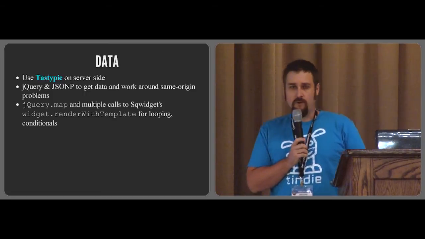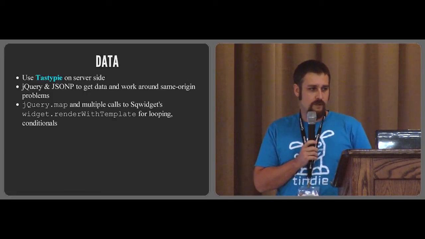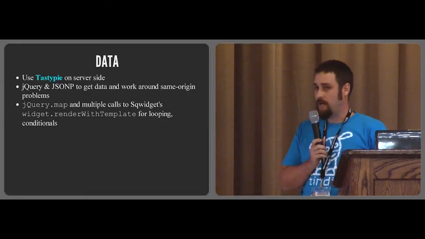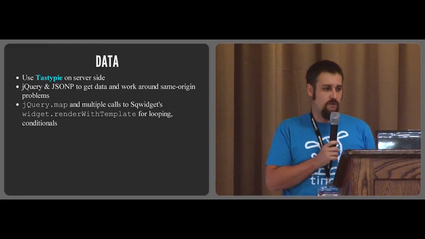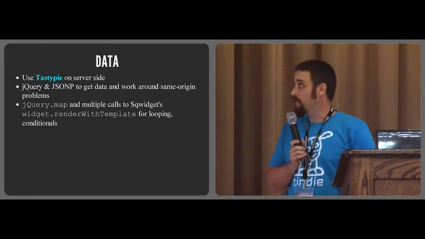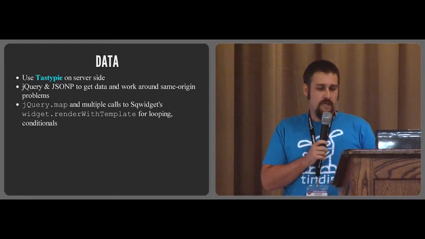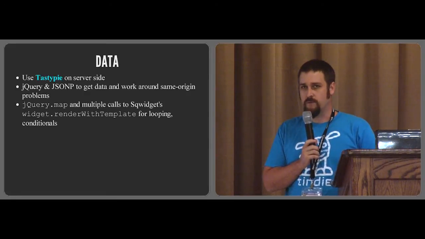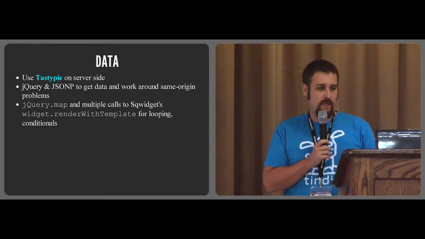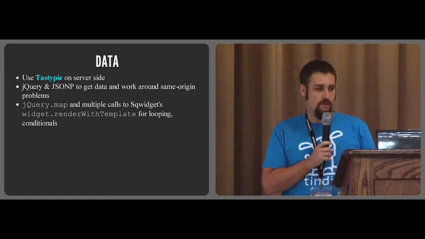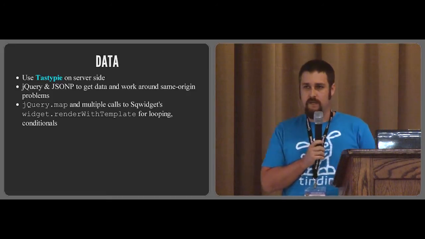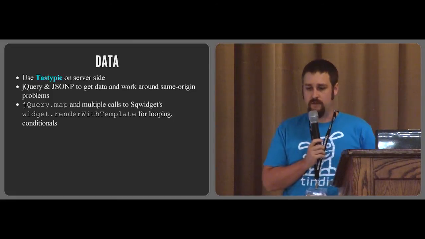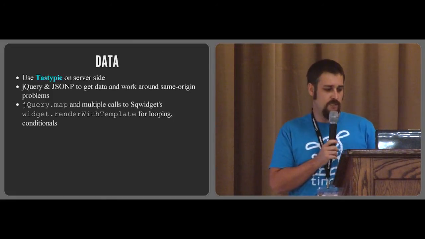So then you're going to want to get the data from your server to the widget. And in our case, we're using TastyPie, because that's the obvious choice on Django for APIs. And then we use jQuery and JSONP to get the data and work around same origin problems. And then because the template language that's part of Squidget doesn't have looping or conditionals, we can work around that by calling the render function multiple times, render with template, and just use jQuery map and regular JavaScript conditionals to do whatever logic we need for the rendering.